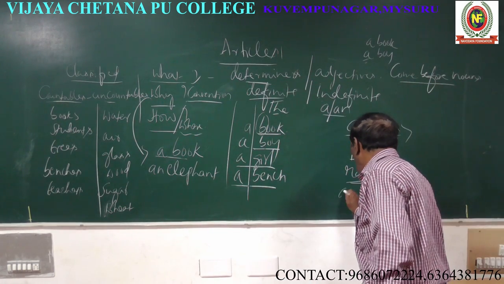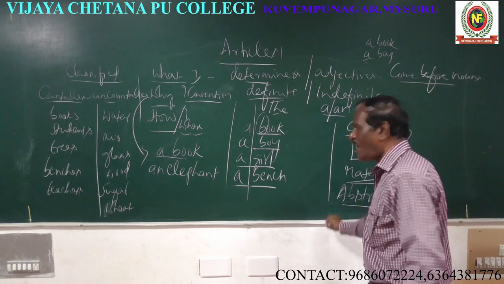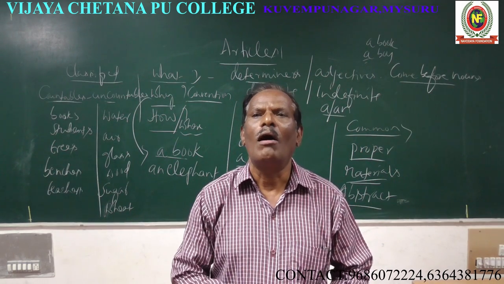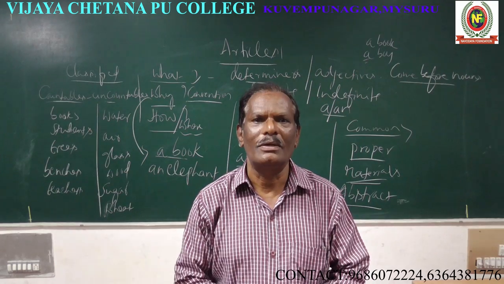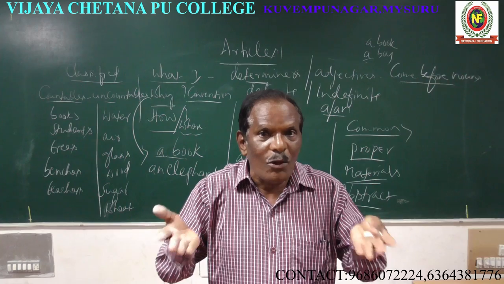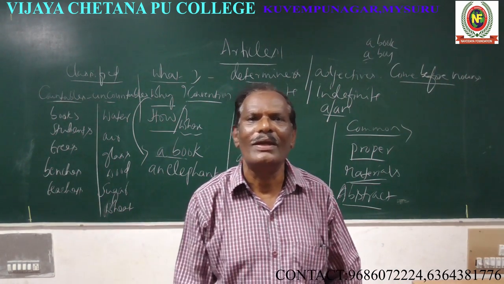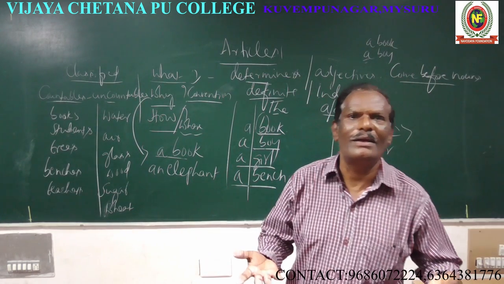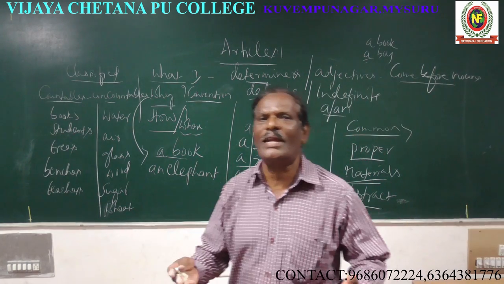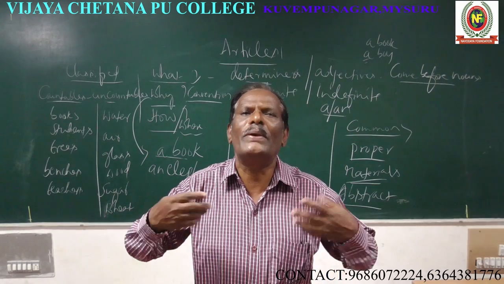There is another noun, the abstract noun. Abstract nouns refer to qualities, for example, honesty, truth, goodness. You cannot see them. Abstract nouns means you cannot see them, you cannot touch them, you cannot feel them. Beauty, honesty, health. Such nouns are called abstract nouns. Abstract means which cannot be touched or felt, but can be experienced.